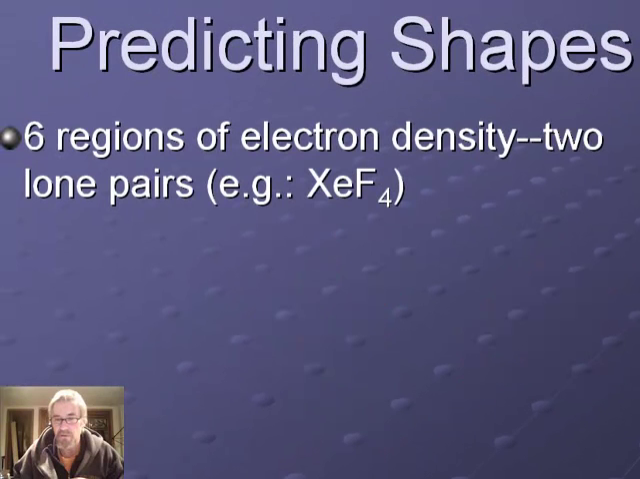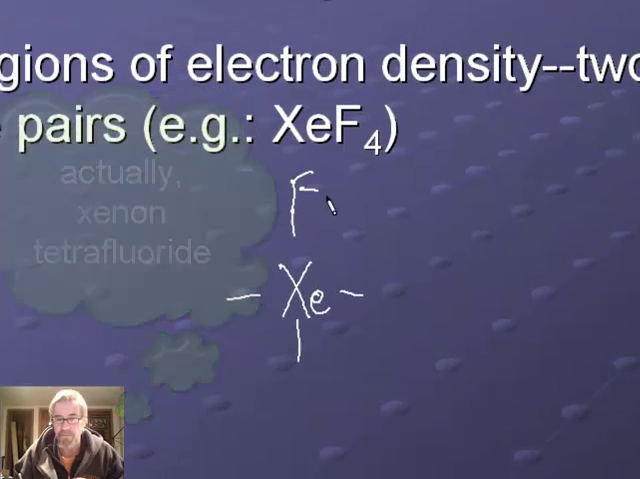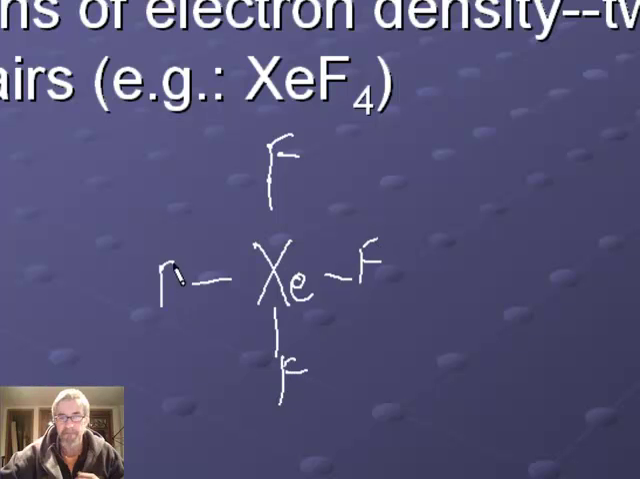Last one. 6 regions of electron density with 2 lone pairs. Xenon hexafluoride is an example of that. If I draw xenon hexafluoride, I find out that I have 4 outside atoms of fluorine, but then I end up having to put 2 extra lone pairs on the central xenon to make my electron count right. Thinking about my shape, here's my central plane, and I've got 4 fluorines here, and my xenon in the middle.